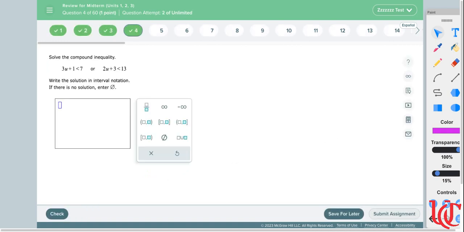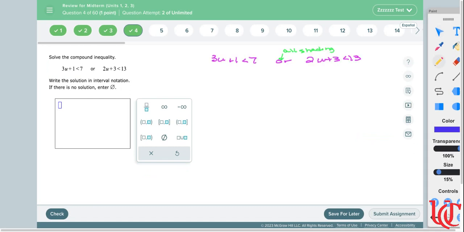This time we have an "or." All right, so we've copied our problem over. Remember, we have an "or." That means we want any shading. So whatever shading we have, it doesn't have to be an overlap. It's just anything that has a shading.